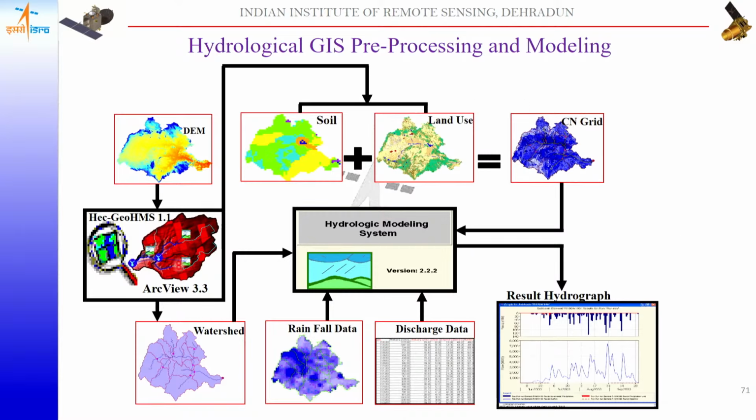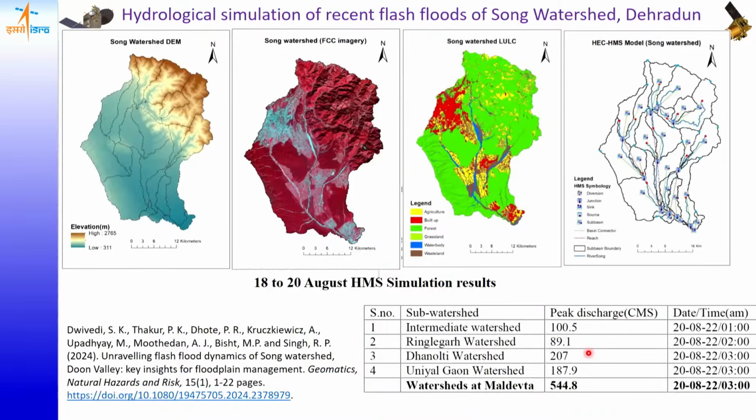And this is one of the graphical schematics where we combine the digital elevation model, soil, and land use to generate the curve number, and then from that go into one of the popular models, known as the Hydrological Modeling System, to generate the event-based flood hydrograph.